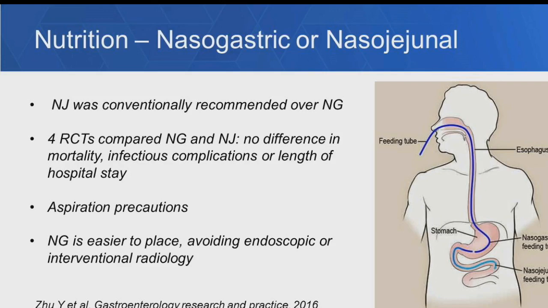There was some evidence suggesting that there is a lower risk of aspiration when we use NJ rather than an NG tube, but there are other studies which show that when we use standard aspiration precautions, then the risk of pneumonia from aspiration is still low. And NG is much easier to place, and we can avoid the use of endoscopic or IR guided placement, so NG tube is recommended over NJ tube access.